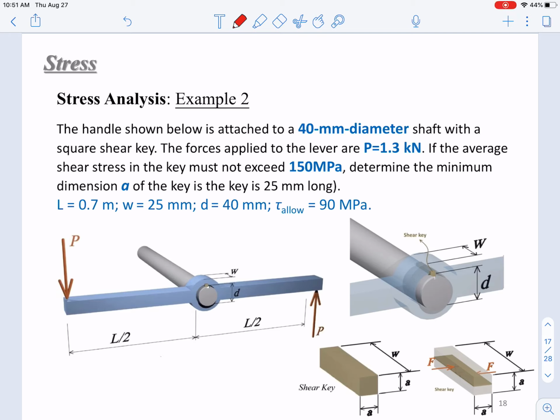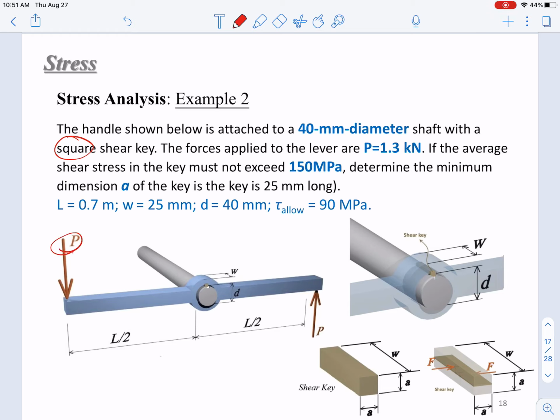Here is example 2. This is the example about shear stress analysis. Okay, so here we have a handle shown below. It's attached to a 40 millimeter diameter shaft with a square shear key. That's a square shear key. The forces applied to the lever are P equals 1.3 kilonewton.